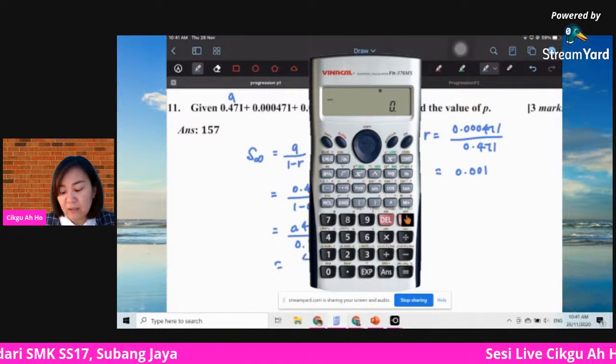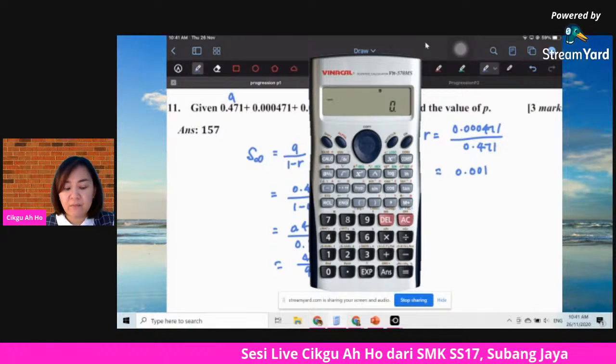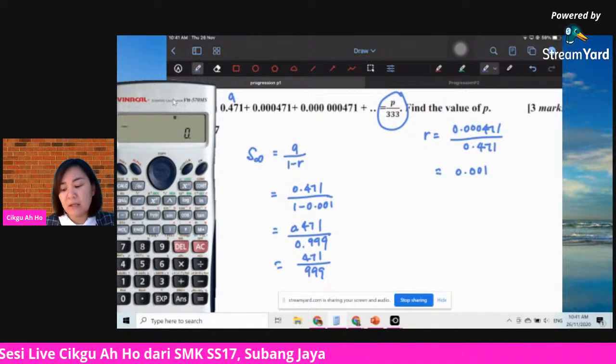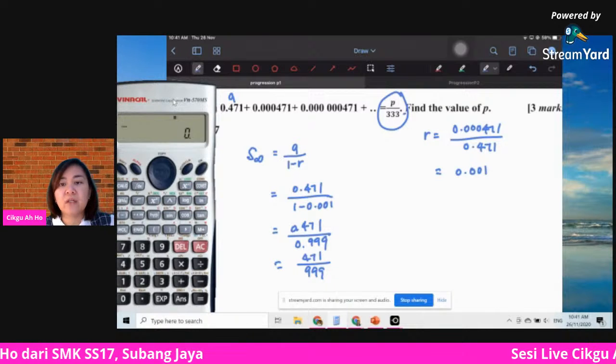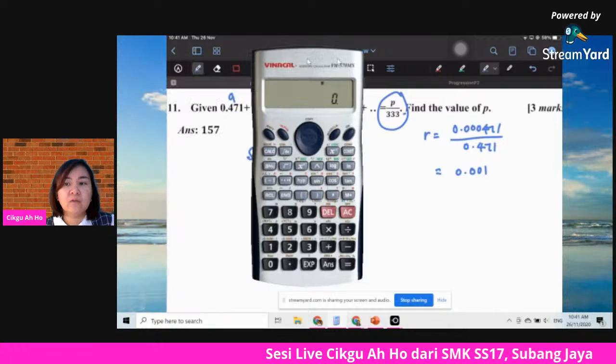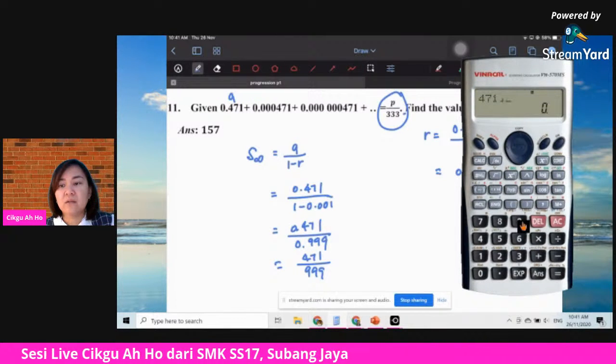Kalau tak guna calculator pun boleh lah terus dapat ini. Tak payah calculator. Okay. So terus dapat ini 47. But you can see this is 333 at the bottom for your denominator. So it means that you need to simplify it, right? So simplify it, your 471. Okay. So 999.